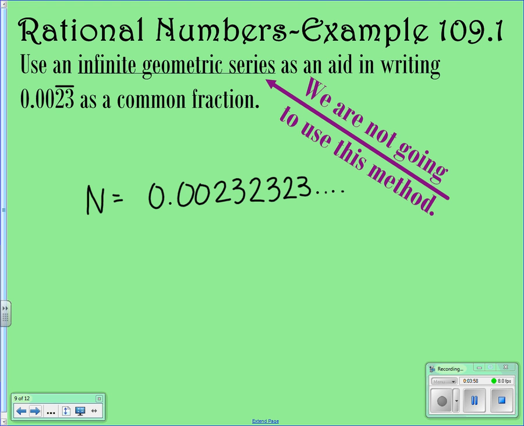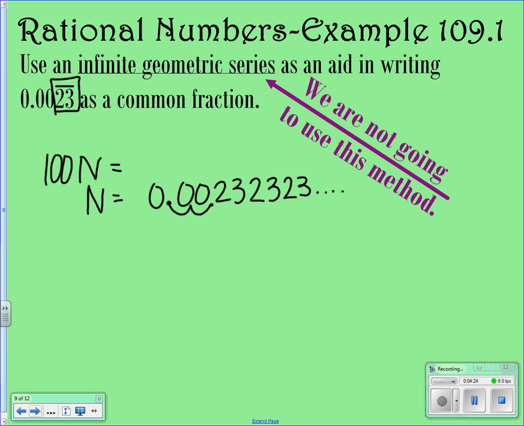Now, we have two digits repeating because the bar is only over the 2 and the 3. So we want to move our decimal 2 places. So we're going to multiply our number by 100, because if we multiply it by 100, that'll move it 2 places over. And so now, if our decimal was here, it's going to get moved over to here, and our number would be 0.2323 repeating.